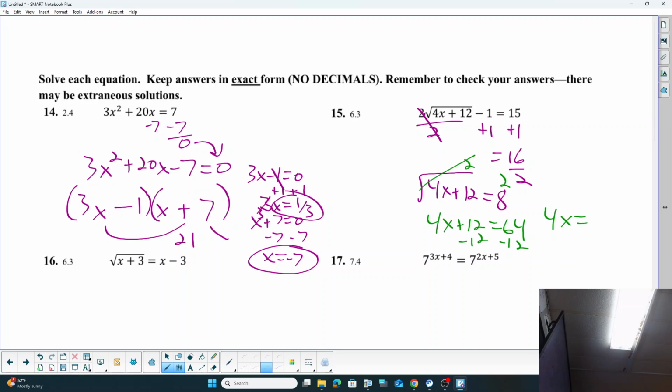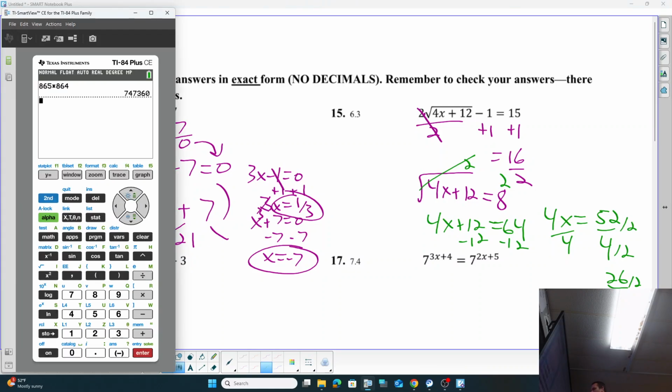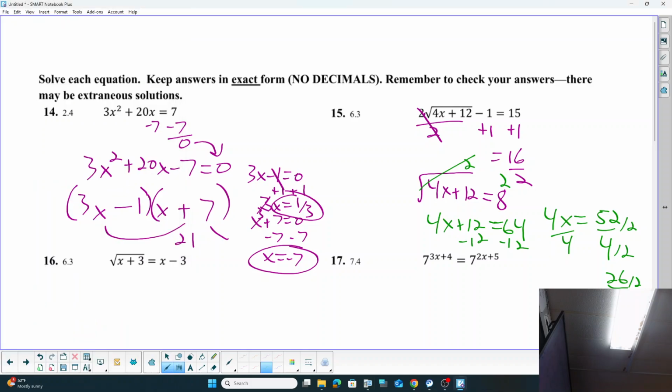So we get 4x is equal to 64 minus 12, which is 52. So we get 52/4, which I guess you can divide by 2, divide by 2, right? 26 over 2? Does that reduce again? I guess so. Yeah, they're both divisible by 4. So that would be 13. So 52 divided by 4 is 13? I think so. Boom! X equals 13. Good job.